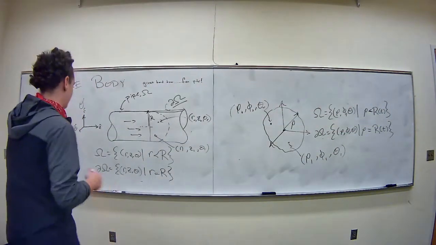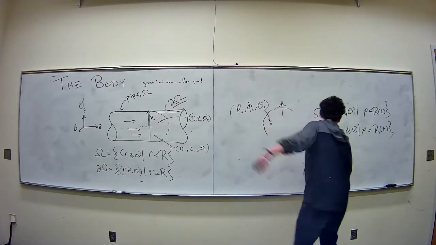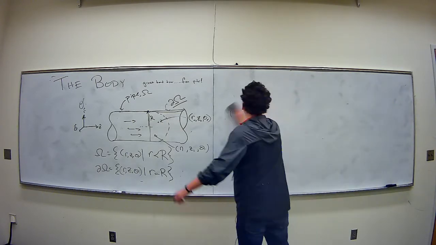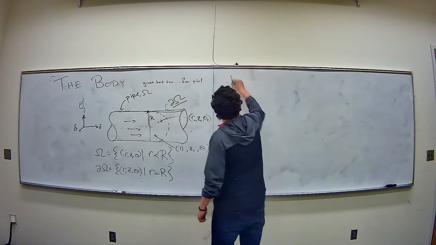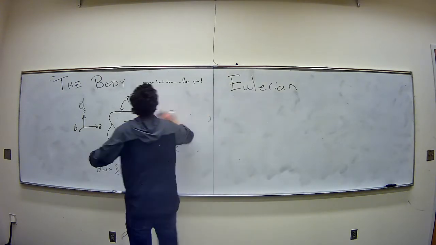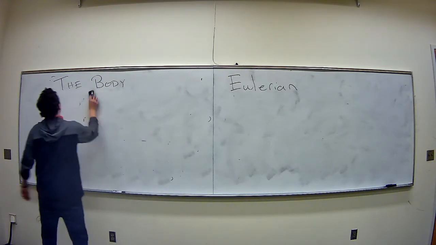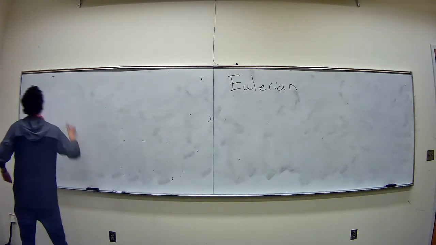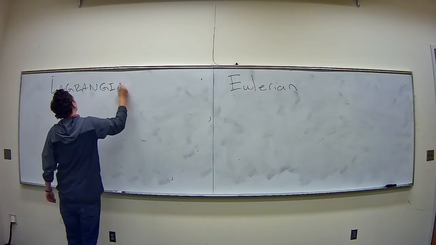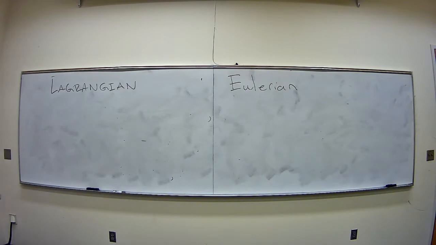Now the question is, how do those move? There's two different viewpoints that people talk about for interpreting how all of these points of fluid are moving. That's the Eulerian viewpoint and the Lagrangian viewpoint. So there's the two viewpoints of how we're going to define these things: Lagrangian and Eulerian.